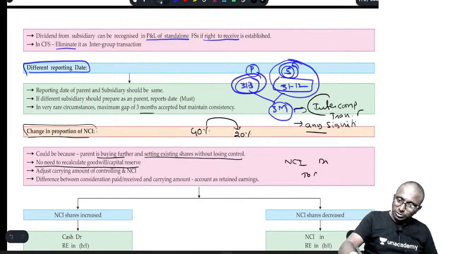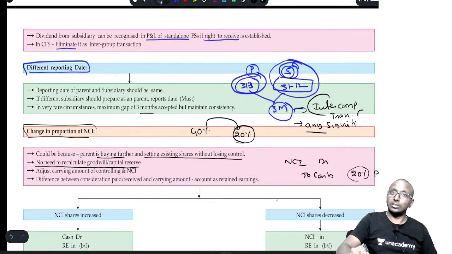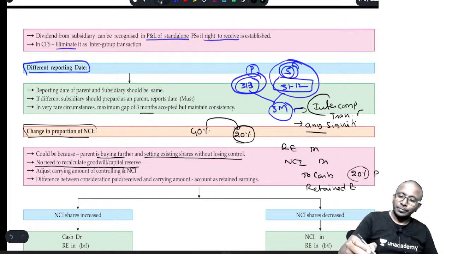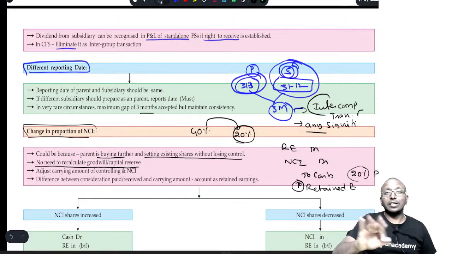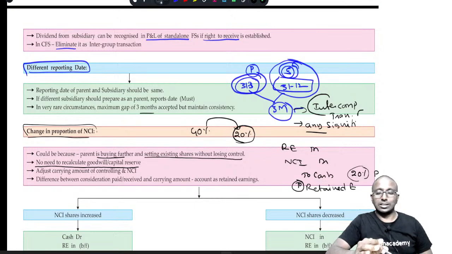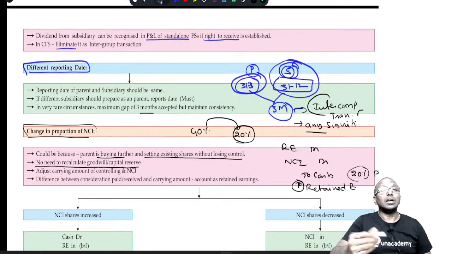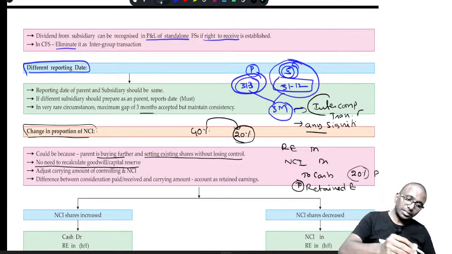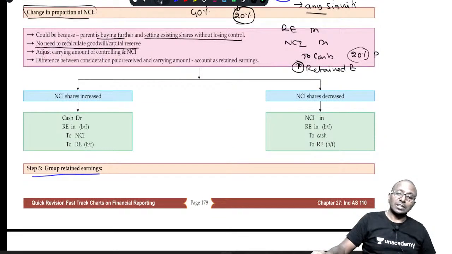At the same time, you must have given some cash because you purchased 20%. For that 20%, you must have given some purchase consideration. The difference amount you can directly adjust with retained earnings. Retained earnings can be debited or credited depending upon that, since it is basically a balancing figure. So the balancing figure can be a debit or a credit. That is with respect to change in NCI.